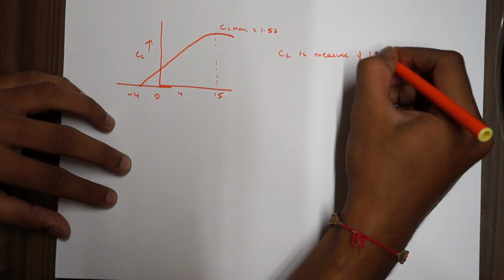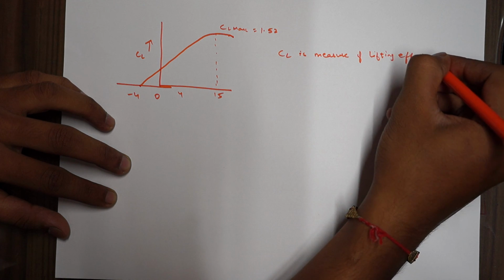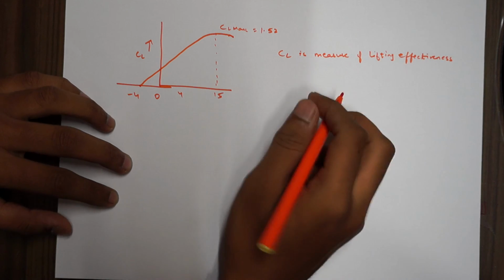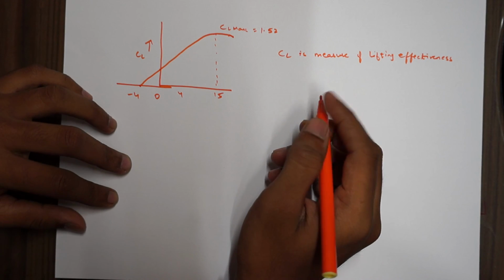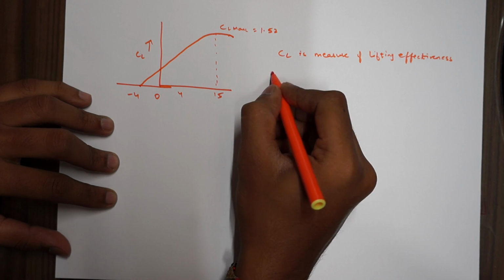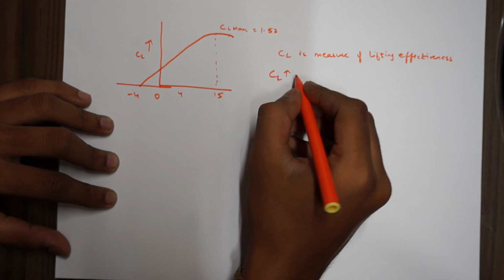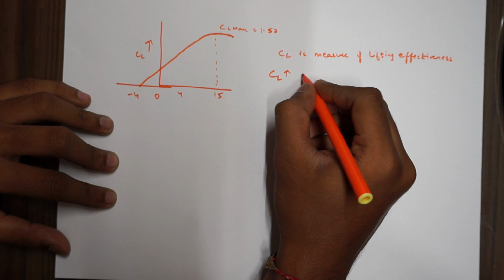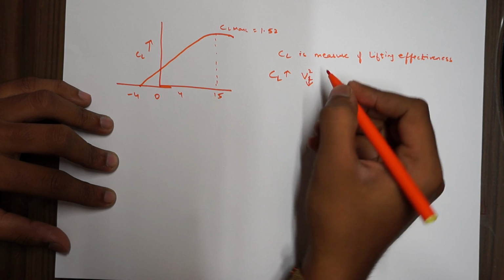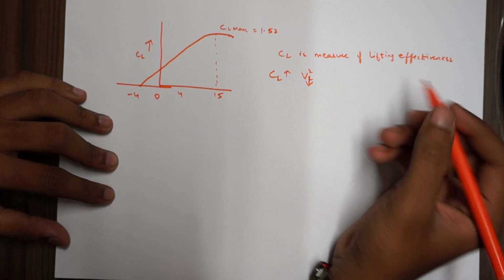and CL is the measure of lifting effectiveness. So what is CL? CL is the measure of lifting effectiveness. Now, the greater the CL and the lower the speed, V square, a given lift can be obtained or maintained constant.